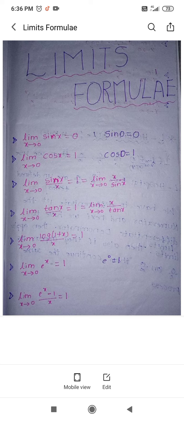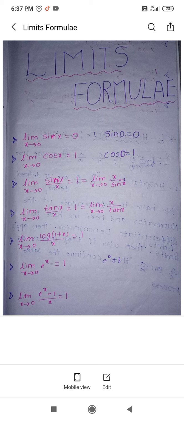Next, limit x tends to 0, log of 1 plus x by x is equals to 1. If any question is in the form log of 1 plus x by x, the answer is 1. Next formula, limit x tends to 0, e power x is equals to 1. When you apply the limit, x is equals to 0, then e power 0 is equals to 1. Anything power 0 is 1. So limit x tends to 0, e power x is equals to 1.